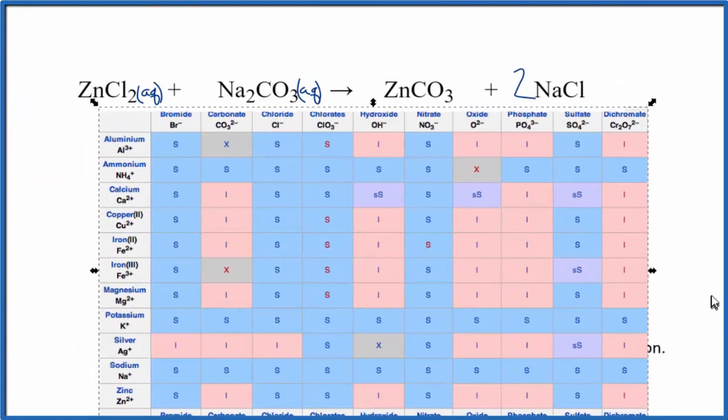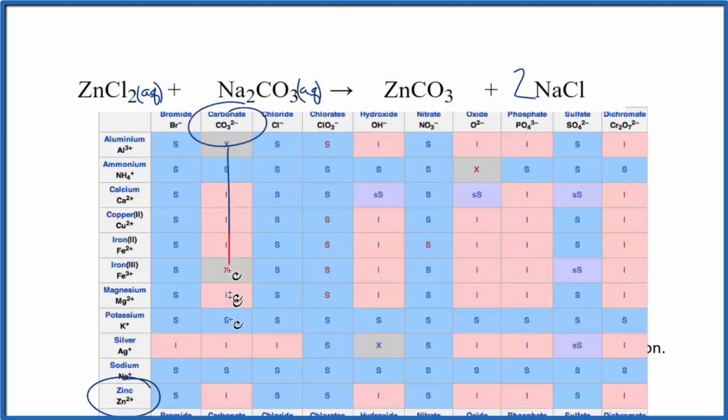solubility table. So if I look for zinc here, I can find zinc down at the bottom, carbonate right here. So as I go down and over, I have this I. It's insoluble. So zinc carbonate's not going to dissolve. It's not going to break apart into its ions. In fact, it'll be a precipitate. It'll fall to the bottom of the beaker or test tube as a solid. Let's put an S there. And then sodium chloride, sodium compounds and chloride compounds, very soluble. Let's just put a little AQ for that.